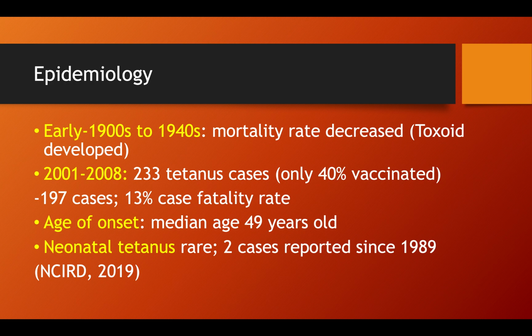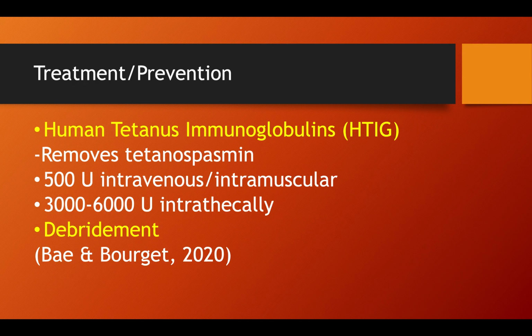197 cases out of those 233 only had a 13% case fatality rate. The median age of onset was 49 years old. And neonatal tetanus is actually even rarer. There's only been 2 cases reported since 1989. So the point is that tetanus is very rare in its occurrence.